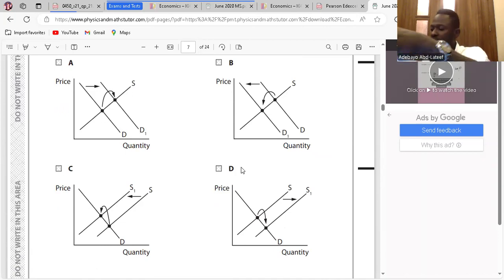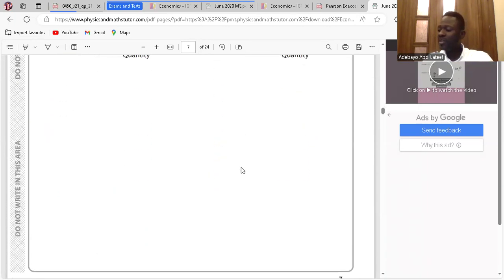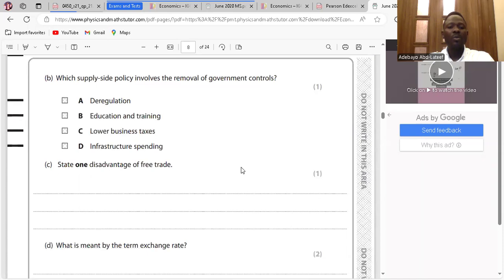We go to question B. The supply curve will shift leftward anyway. I think that's clear. Which supply side policy involves the removal of government controls? The removal of government regulations is deregulation. Reducing regulations, that's deregulation. So reducing government regulation is A. The answer is A anyway. Did you get that? Yes.